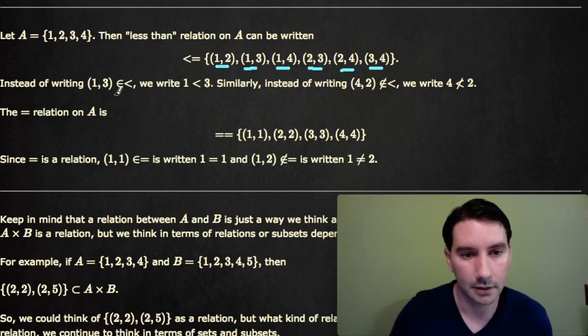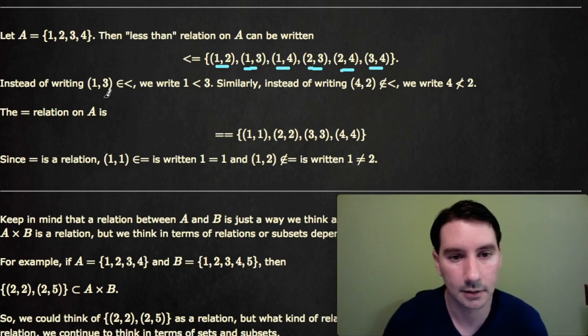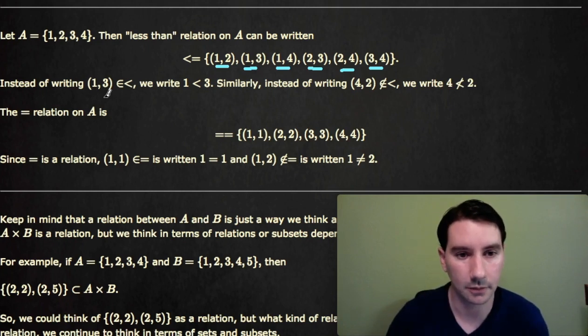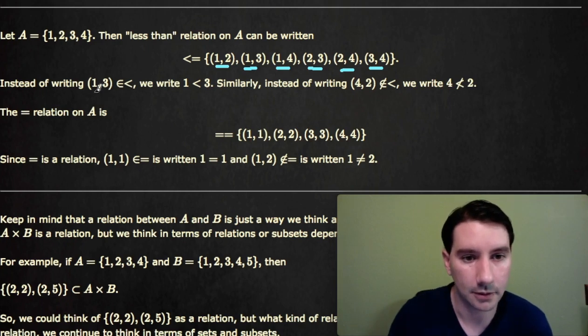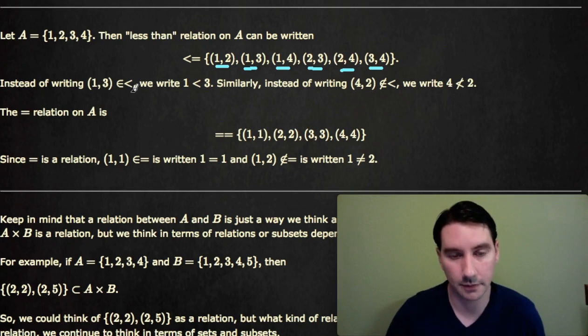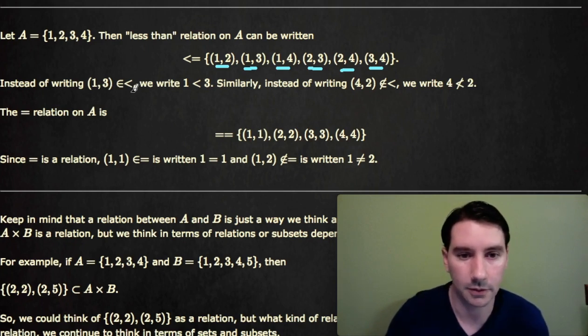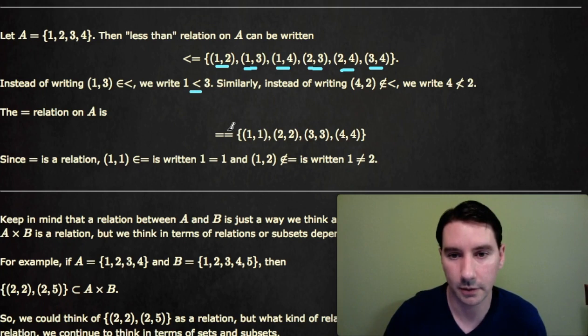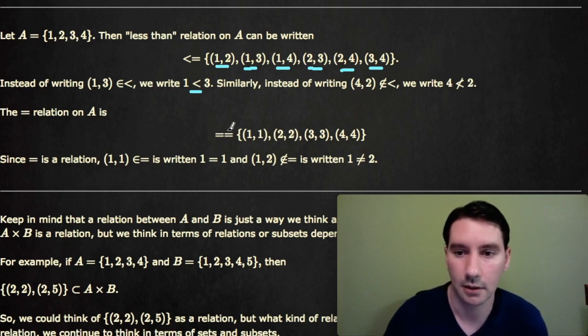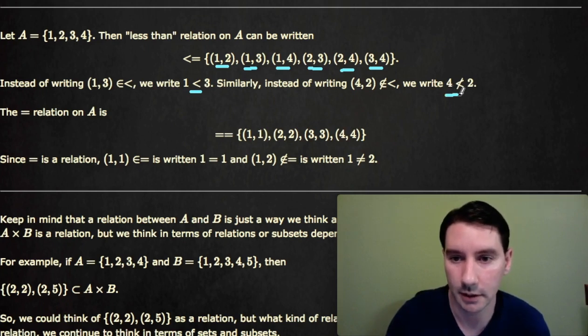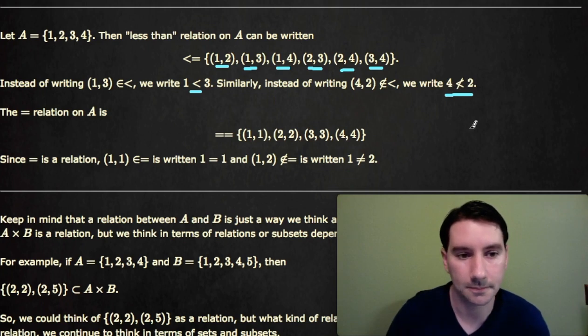Similarly to above, we're going to use the notation with the relation in the middle of the elements instead of the set notation. So instead of saying the pair (1, 3) is an element of less than, which is probably the first time you've ever seen that written, unless you've seen a similar lesson to this one, we're just going to write 1 is less than 3. So we put the relation in the middle. And we don't say that (4, 2) is not an element of less than. We say 4 is not less than 2, and we put a slash through the less than symbol.